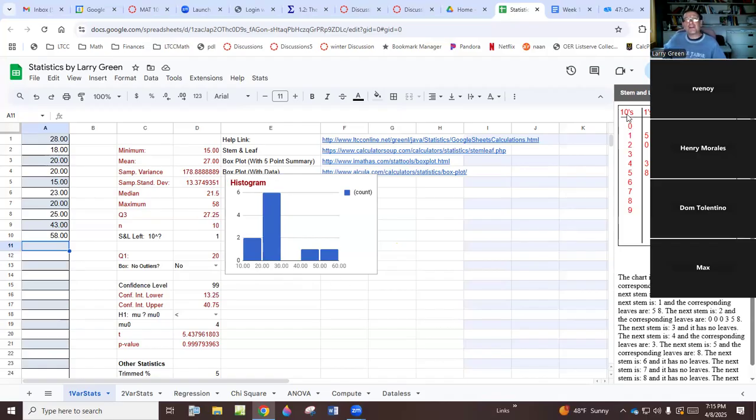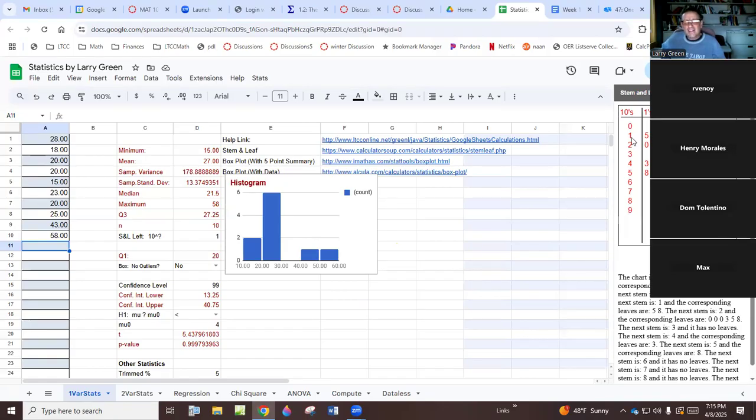Stem and leaf is different. What you do is it's like a little T table. You have the stem, in this case it's the 10s, the leaf is the 1s. And by the way, here you'll see S and L left 10 power 1. So that means that the left is going to be the 10s. If you want the left to be hundreds, then you make a 2 instead of a 1 because 10 squared is 100.